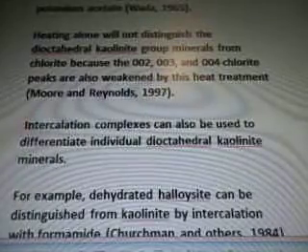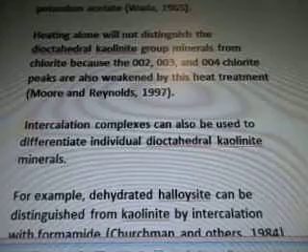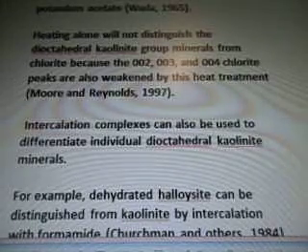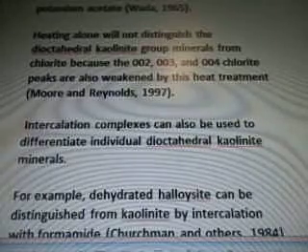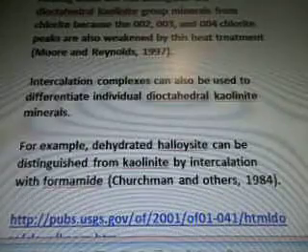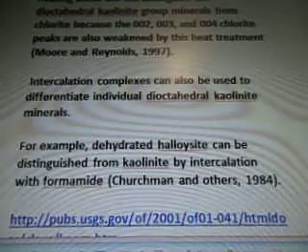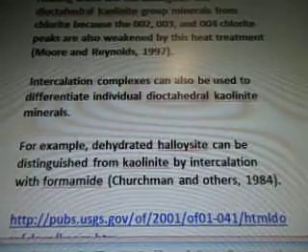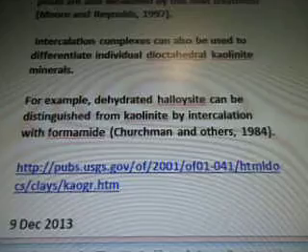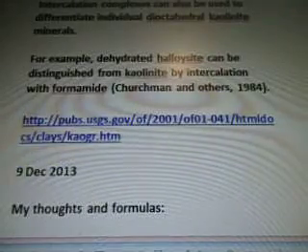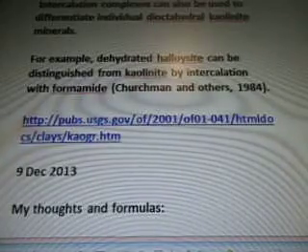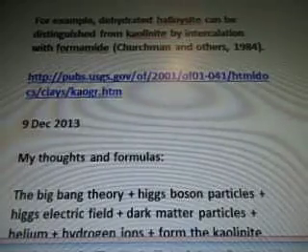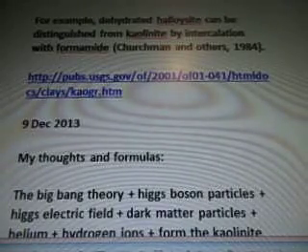Heating alone will not distinguish the dioctahedral kaolinite group minerals from chlorite because the 002, 003, and 004 chlorite peaks are also weakened by the heat treatment. Moore and Reynolds, 1997. Intercalation complexes can also be used to differentiate individual dioctahedral kaolinite minerals. For example, dehydrated halloysite can be distinguished from kaolinite by intercalation with formamide. Churchman and others, 1984, and that's from pubs.usgs.gov. Okay, so there's their link there.